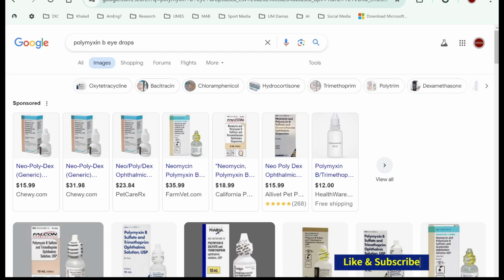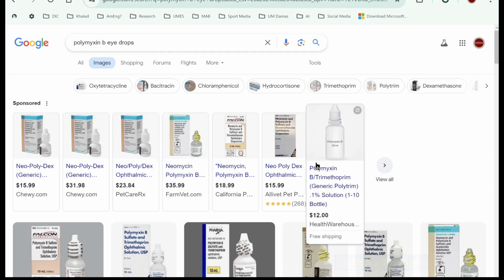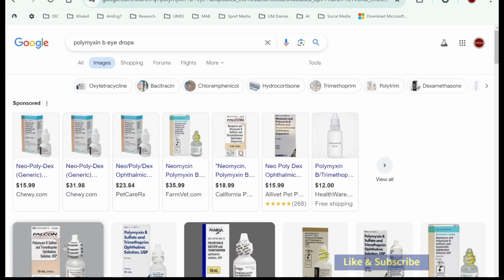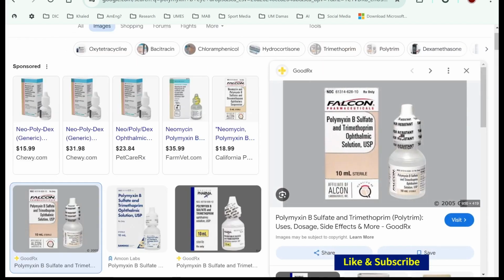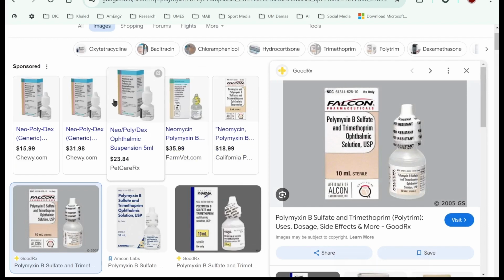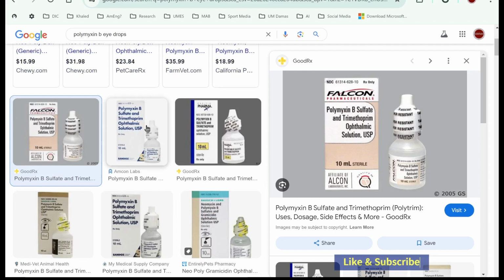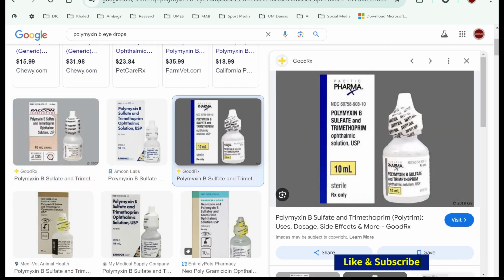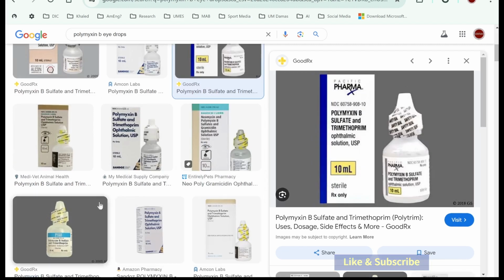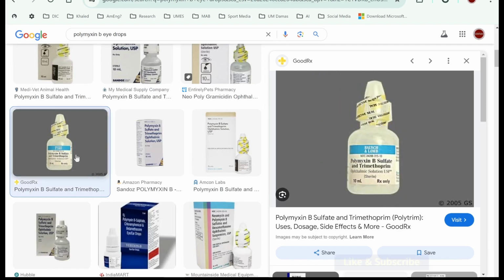Okay, here I share the screen with you with the polymyxin eye drops. You can see it here. If I click on one of these, for example, here, you can see polymyxin combined with trimethoprim. And we have another one, polymyxin with trimethoprim to increase the coverage of bacteria. Again, polymyxin B with trimethoprim.